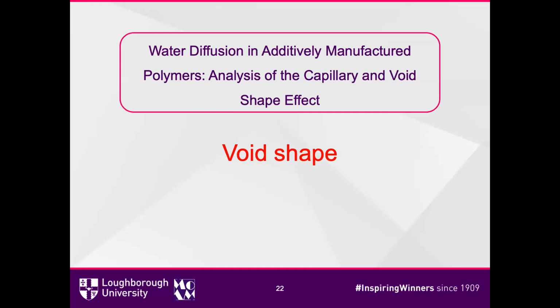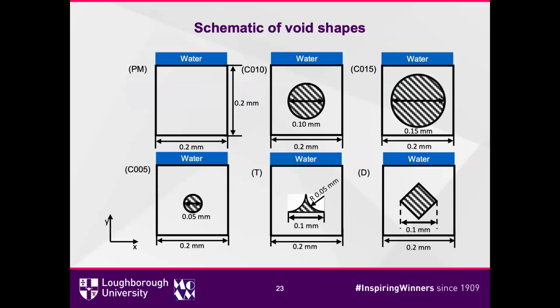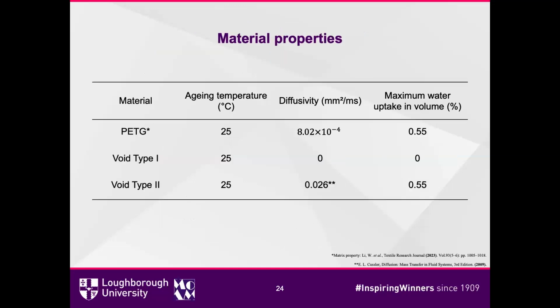So what about the void shape? I say void shape when the water penetrates from the direction perpendicular to the void or the capillary. These are the 5 different shapes I'm going to discuss. And there are 2 types of void. Void type 1 is the purely hydrophobic one: the air inside the void doesn't take up any water. And the second type is a hydrophilic one: the air in the tube absorbs water. The data are from the literature below.